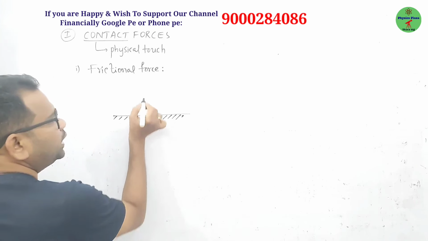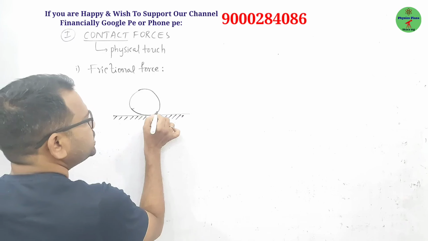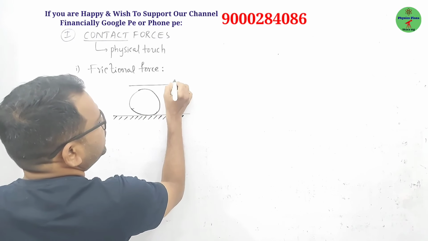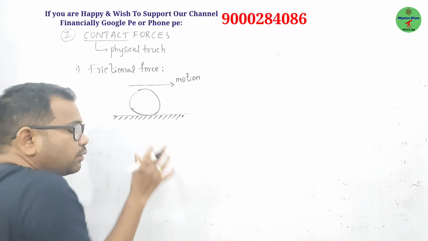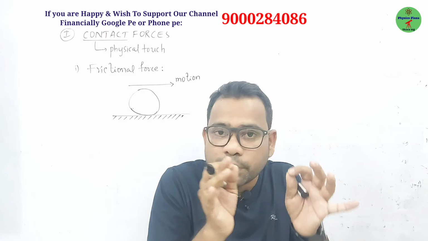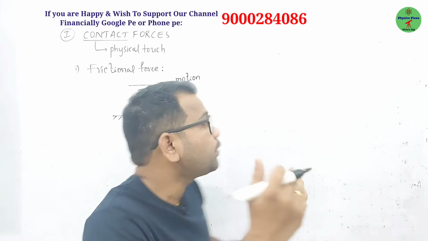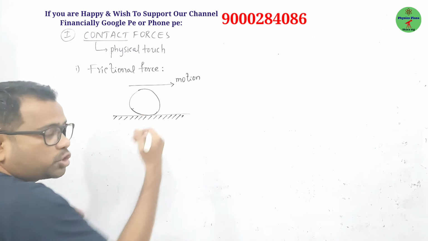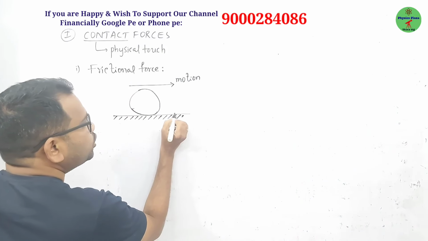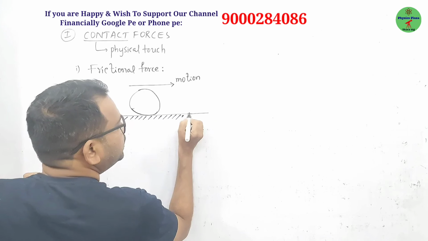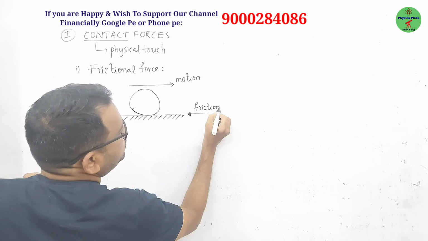So here is one body, a ball or anything you can take. This body has a motion in this direction, so with respect to the earth it is moving, which means there will be some relative motion. Whenever there is some relative motion, a kind of force comes into the picture, which is always in the direction opposite to motion, and which always acts along the surface in contact, that is in this direction. So this is the direction of frictional force.